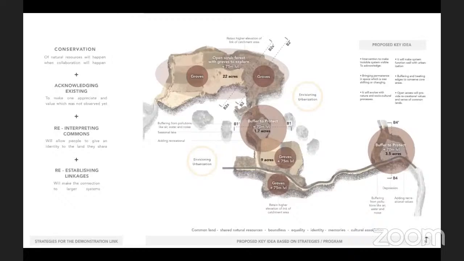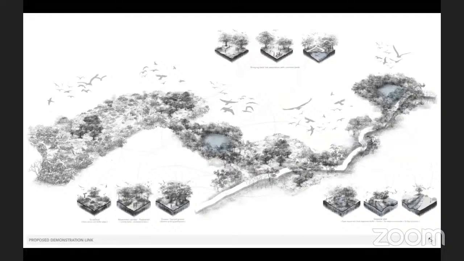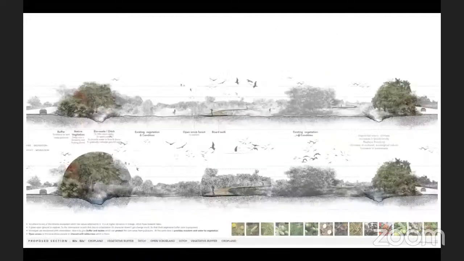The larger strategies for the demonstration link are to conserve and acknowledge existing conditions by interpreting and re-establishing linkages. The proposed key idea is to create a buffer in order to protect core areas of the lakes and scrublands, and a grove of trees to add contrast and cultural significance. Also, it enhances the open scrub forest to explore. The perspective of a link is to make invisible systems visible, to acknowledge what is existing, to bring permanence in space which was shifted, and to make the system function well. With urbanization, open access will provide recreational values and a sense of common lands.